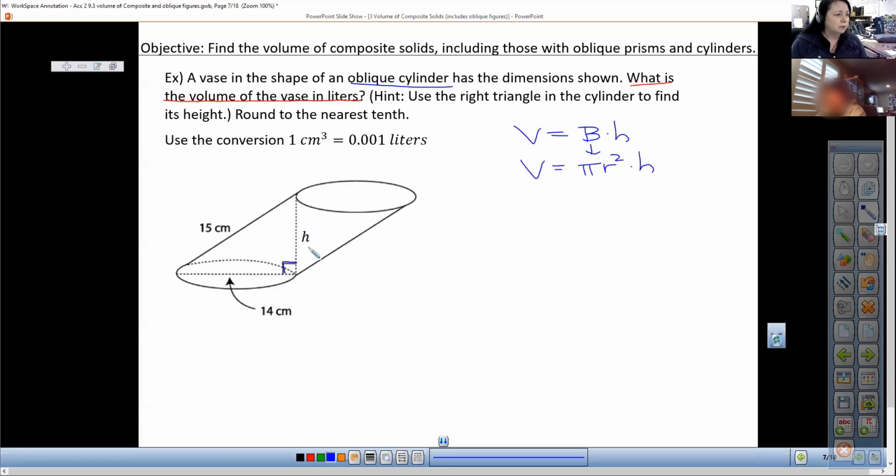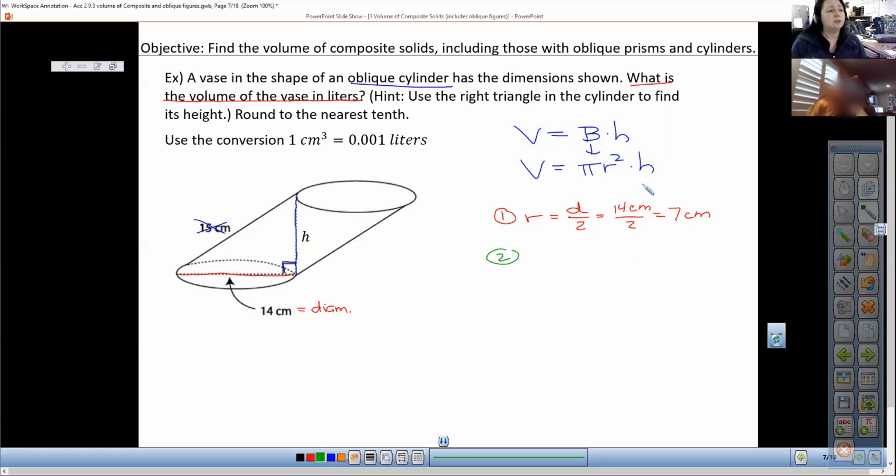Here's your right angle. So you have to realize this measurement is your height, not the 15. Super important. And your 14 centimeters, that arrow is pointing to this measurement that goes all the way across the middle of the circle, so that is our diameter. In order to find our radius, we need to divide our diameter by 2. 14 centimeters divided by 2 is 7 centimeters.